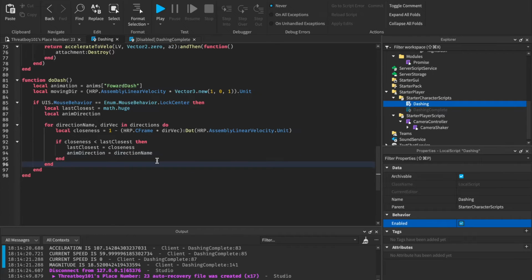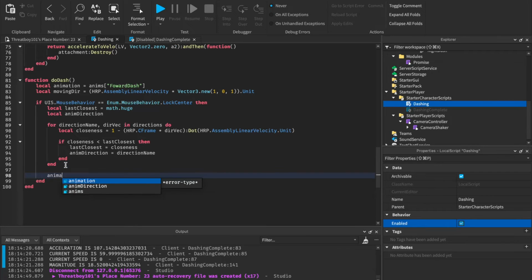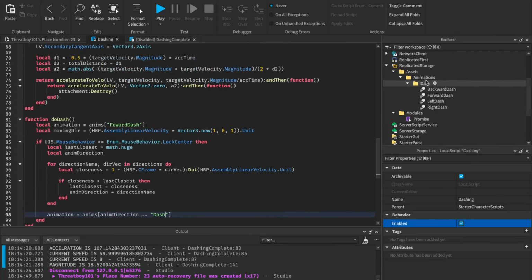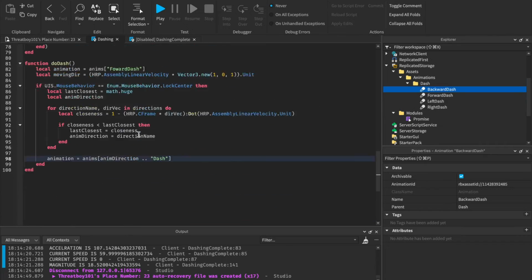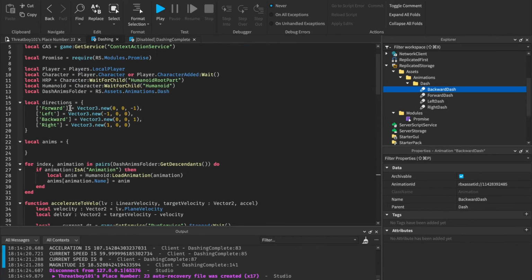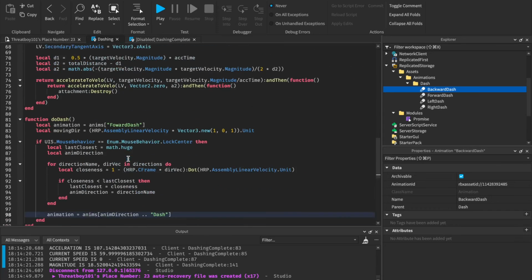Okay, so pretty much this whole thing is just to figure out what is the closest direction to our movement vector. And once you've figured that out, then we can go ahead and say our animation will be equal to our anim direction, and then we're just going to add dash to the end, right? Because recall, that's how our animations are named. So one of these directions, and then you just add dash to the end.